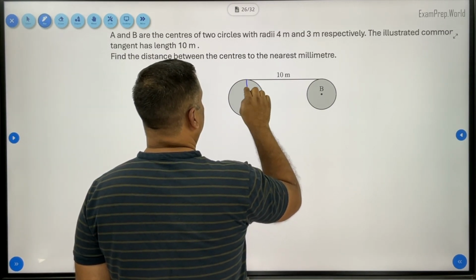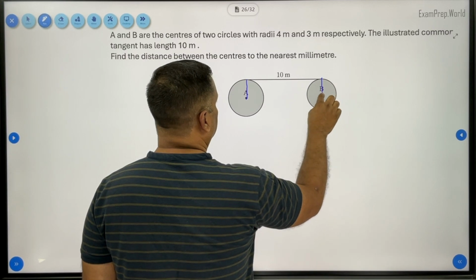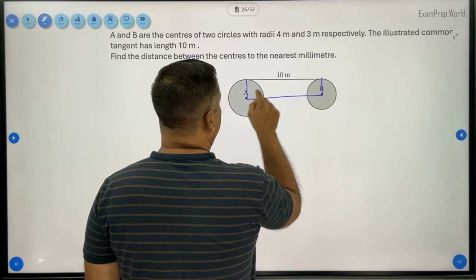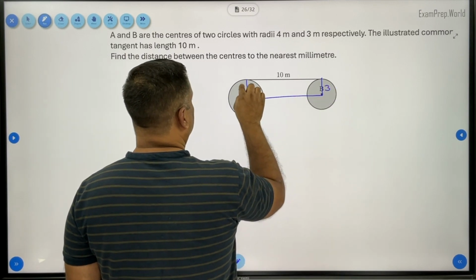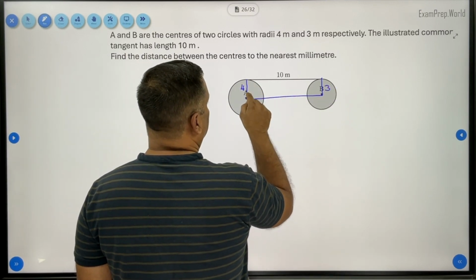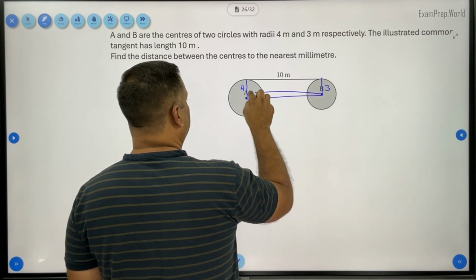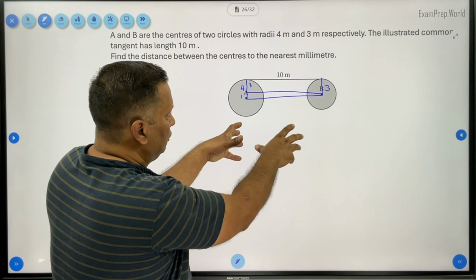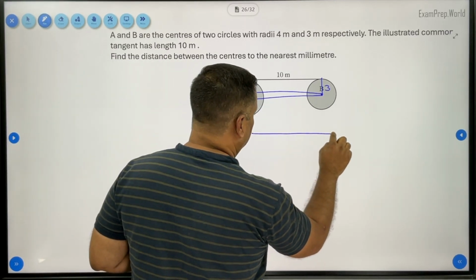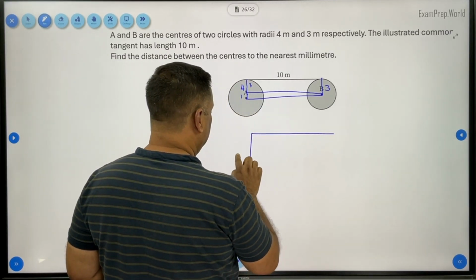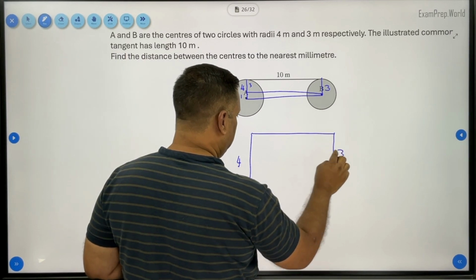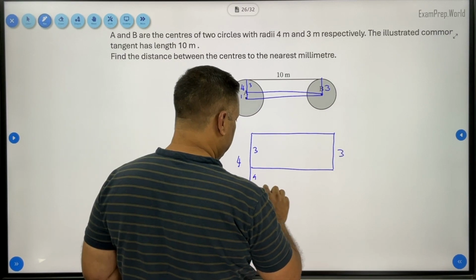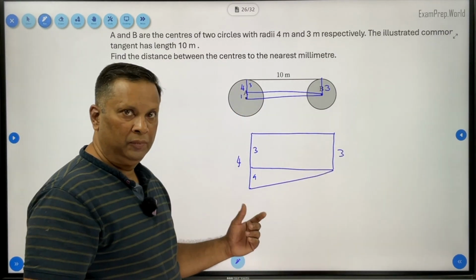Let me first make this radius, and let me make this radius, and let me join AB. Now see, this is 3, this is 4, and this is 10. If I draw one more straight line here, this will be 3, this will be 1, right? I will redraw this setup here. It is something like this. This is 4, this is 3. So this part is 3 and this part is 1. I hope you understood, right?